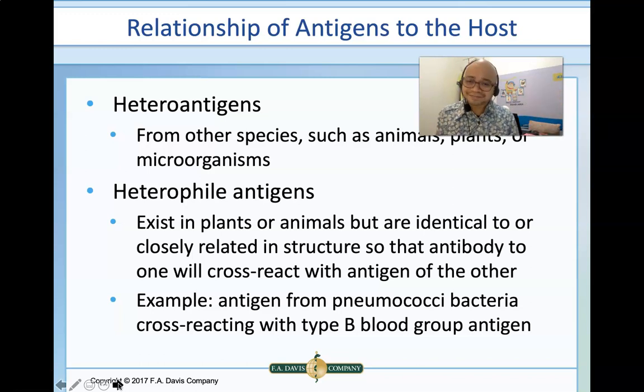So what's the complication here? The complication is during, for example, cross-matching. A cross reaction may not be attributed to mismatched blood type, but because the patient had been infected with pneumococcal bacteria, and this is where confusion happens. So that's heterophile antigen, and in the future we'll also be discussing heterophile antibodies, but that's an entirely different topic.